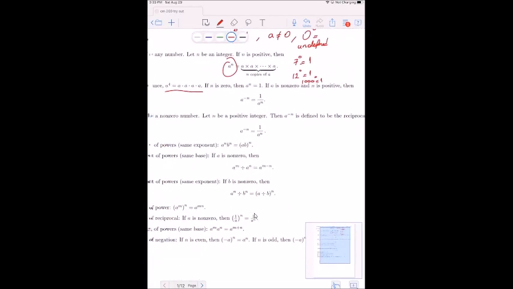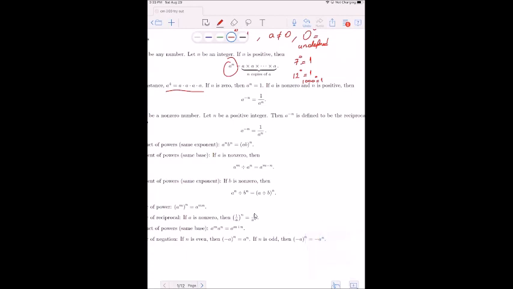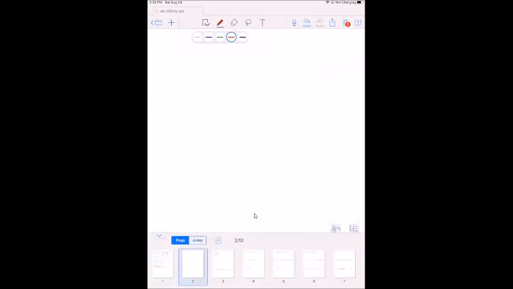Okay, again, here we have, let me show you this. A to the power of -1 is 1 over a. Again, a must be different from 0. A is a non-zero number. Why? Because 1 over 0 is undefined again.